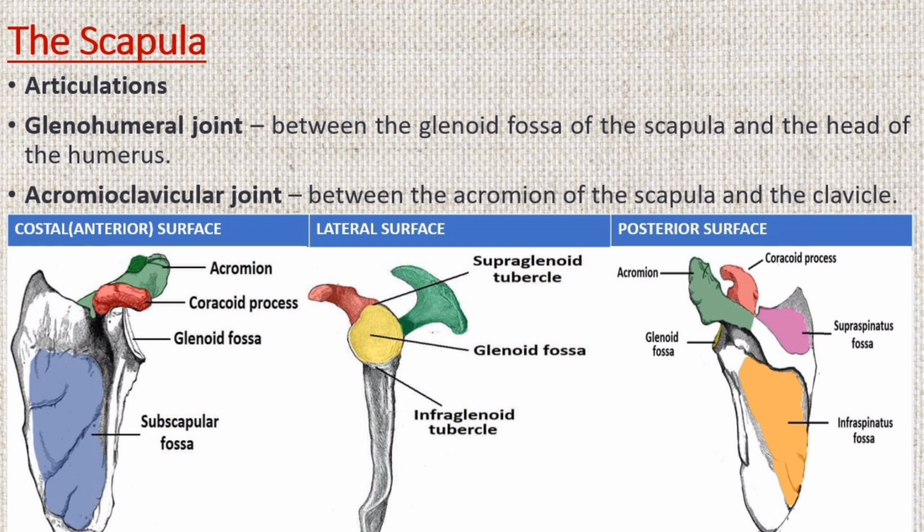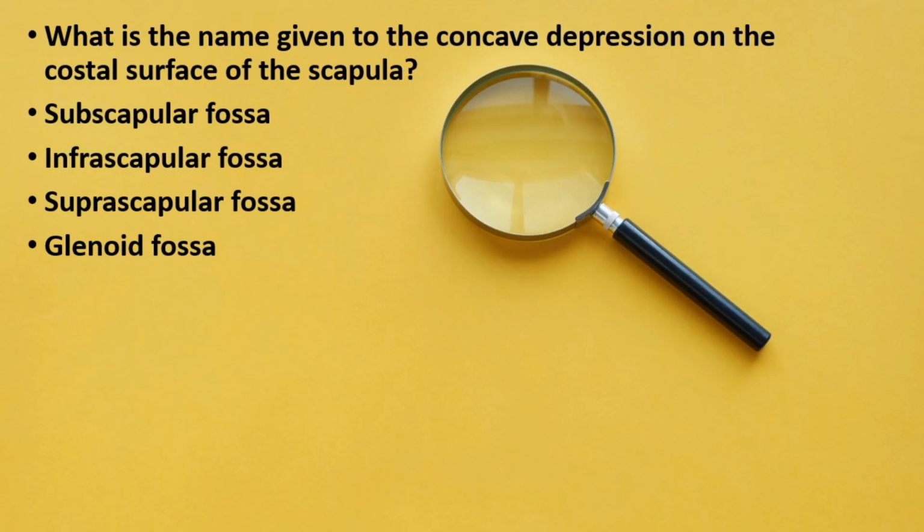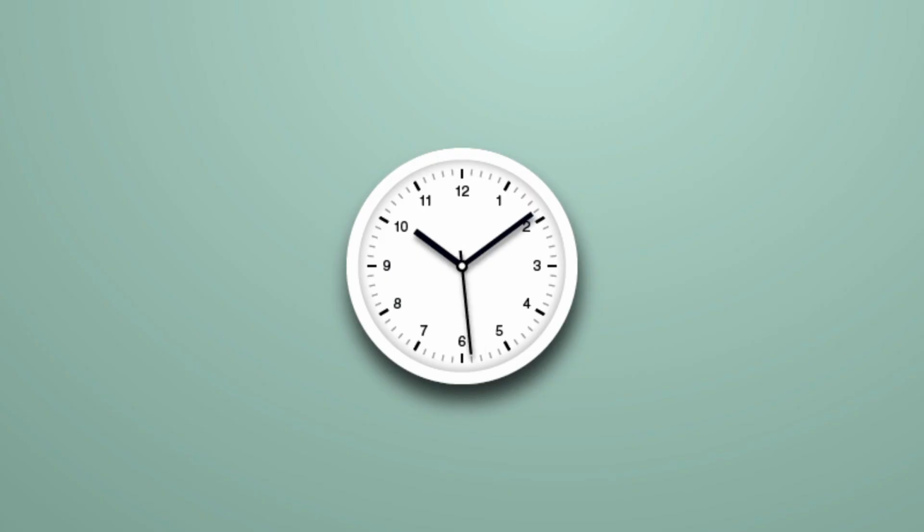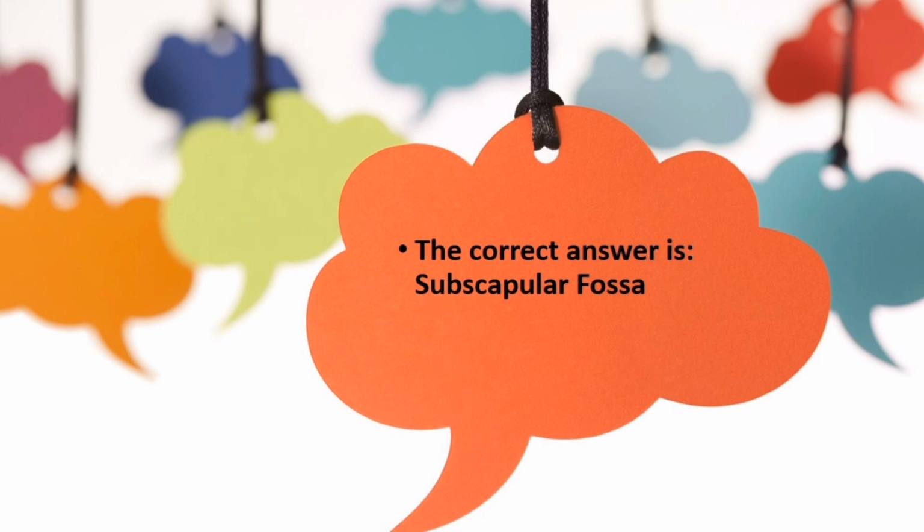The scapula has 2 main articulations. Glenohumeral joint, between the glenoid fossa of the scapula and the head of the humerus. Acromioclavicular joint, between the acromion of the scapula and the clavicle. Quiz. What name is given to the concave depression on the costal surface of the scapula? Subscapular fossa, infrascapular fossa, suprascapular fossa, glenoid fossa. The correct answer is subscapular fossa.